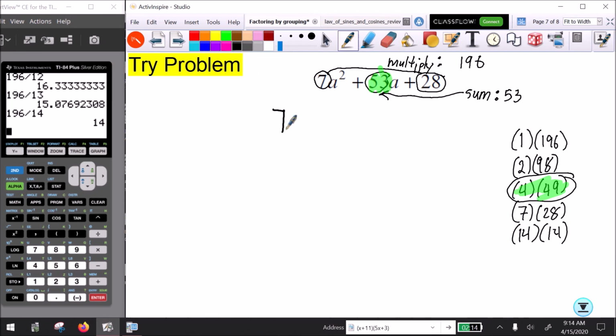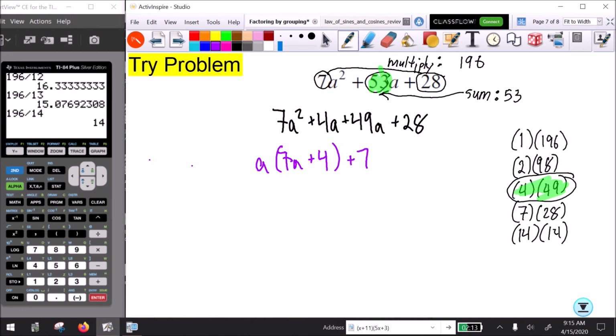So we have 7a squared plus 4a plus 49a plus 28. And now we're going to focus on our first two terms. These have an a that we can factor out. A times what is 7a squared? 7a. A times what is 4a? 4. These two have what number that we can factor out? 7. They're each divisible by 7. 7 times what number is 49a? 7a. 7 times what is 28?